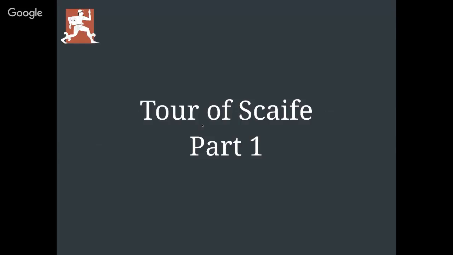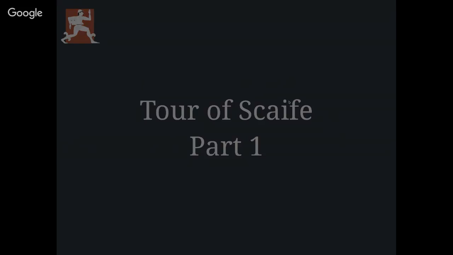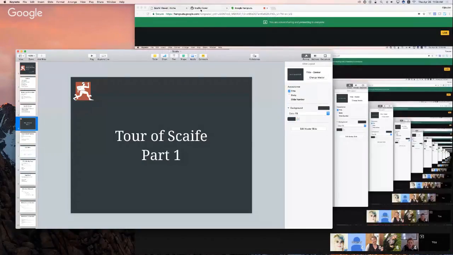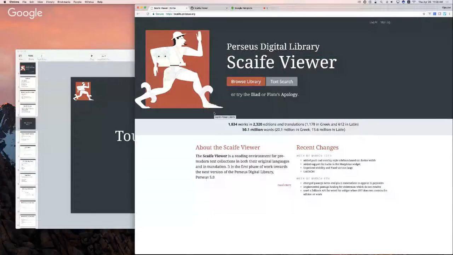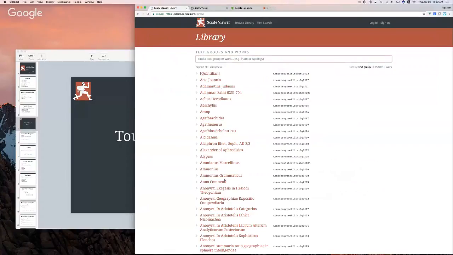Okay, so let me start off not talking about it, but actually showing you some stuff. And then we'll come back and talk more about underlying technologies and so on. So let me switch over to the viewer at scaife.perseus.org. And we'll start off. There's really two ways you can get into a text, either browsing the library or doing a text search. We'll come back to the text search later, but let's start off with browsing the library.